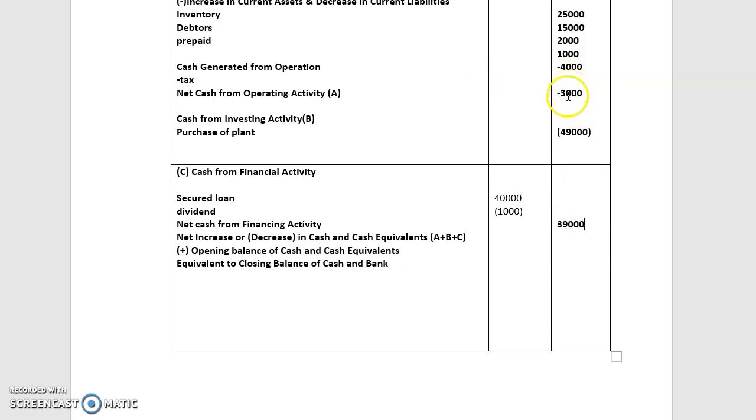Cash flow from operating activities is minus 3,000. This is minus 49,000. So 49 plus 3 is 52. From 52, this is plus 39. If you deduct, you will get net cash flow of minus 13,000. For this you have to add the opening cash. Opening cash is there in the balance sheet. Just see, it is 20,000. Taking this, the closing balance would be: this is 13,000, this is 20,000, and the difference would be 7,000. This is the answer. Okay, 7,000 will be the answer for this.